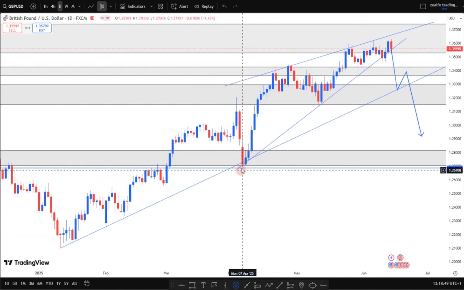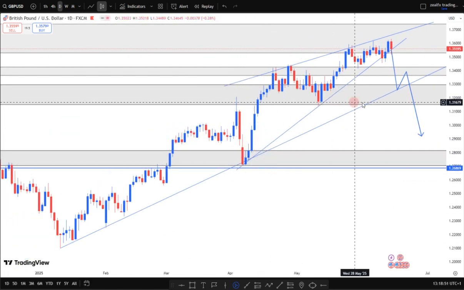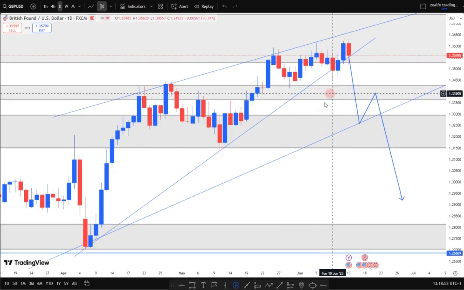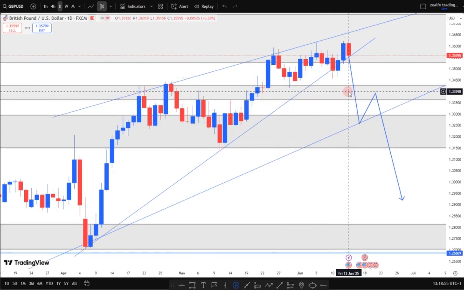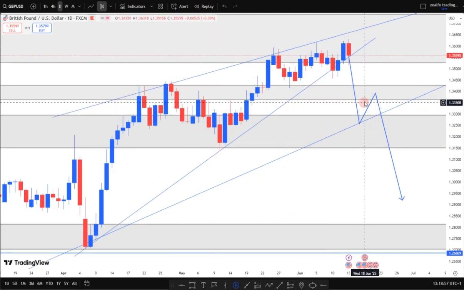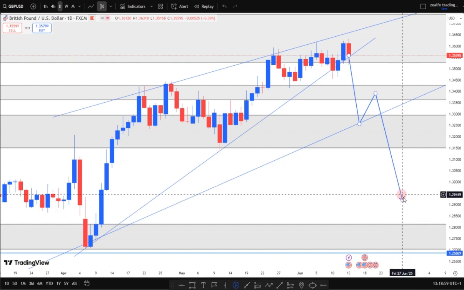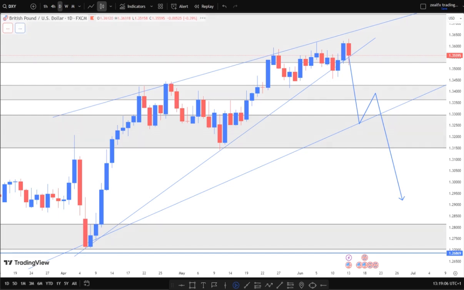Now we still have an uptrend structure, because we still have a series of higher lows on the pound USD. So once price breaks out of this weekly resistance level, we expect price to continue to push lower for the pound USD. So let's look at our next pair, which is the dollar index.